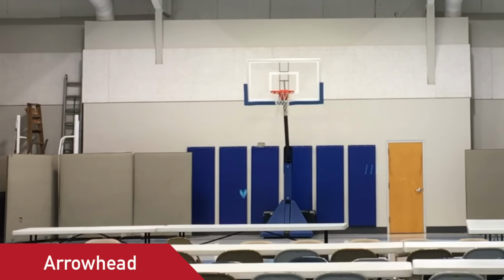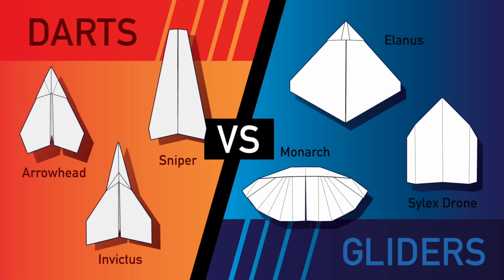Welcome to Foldable Flight. In this video, we'll be examining the differences between darts and gliders, the two main categories of paper airplanes, to examine their relative strengths and weaknesses. And we'll even take a look at some other types of planes as well.